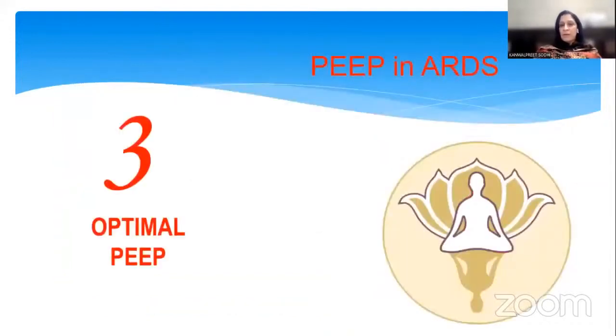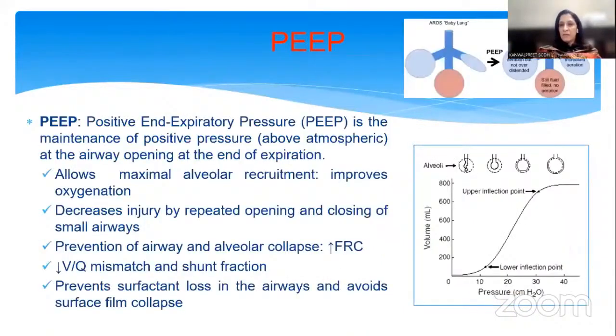Then the optimal PEEP. Nowadays, we don't say high PEEP. We say the optimal PEEP. Please remember this. So what's PEEP? PEEP is the maintenance of positive pressure at the airway opening at the end of expiration. That's positive end-expiratory pressure.